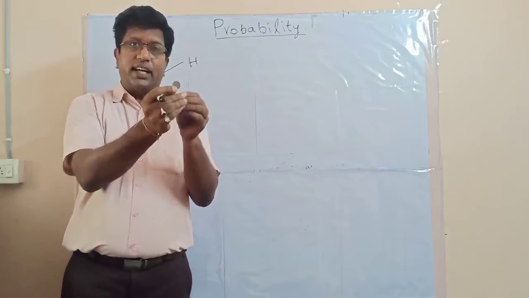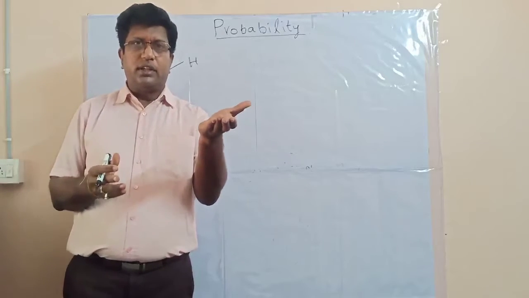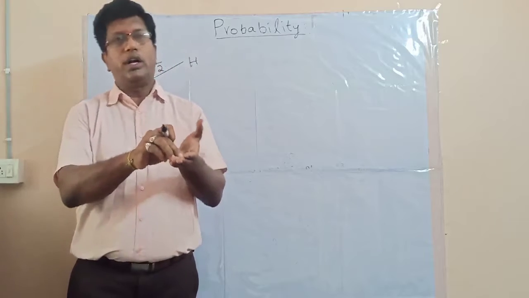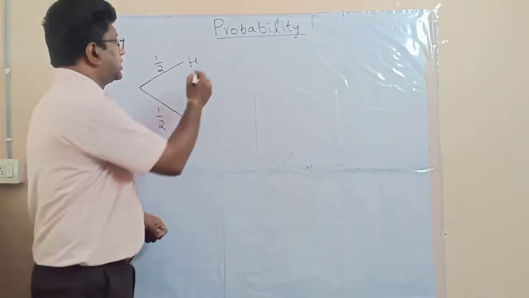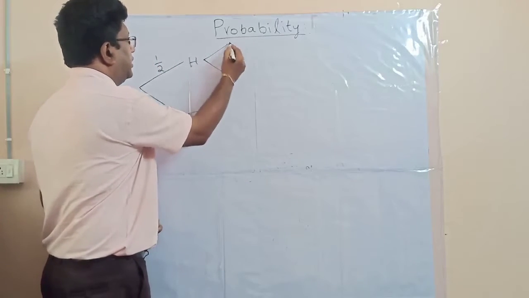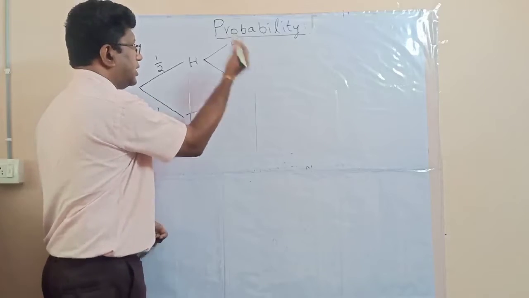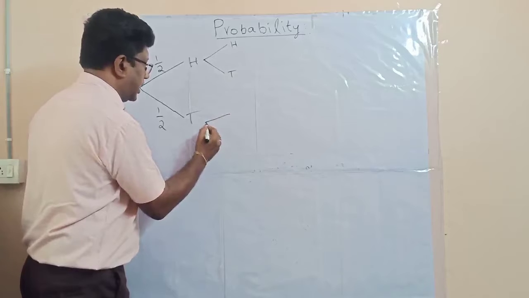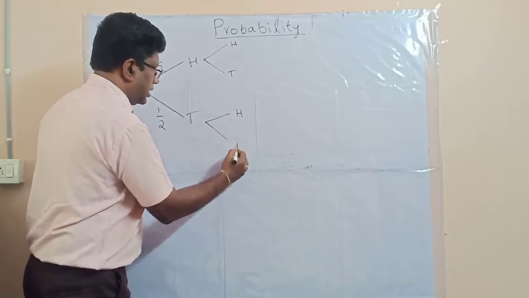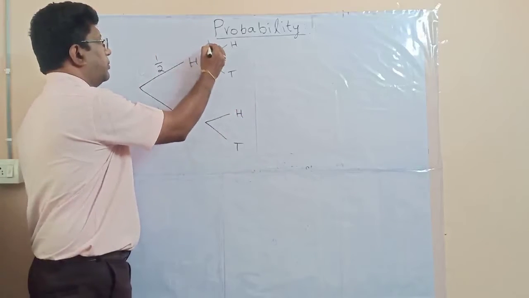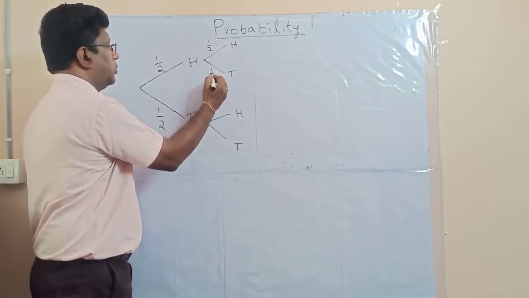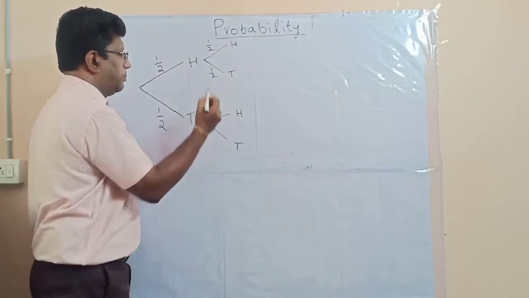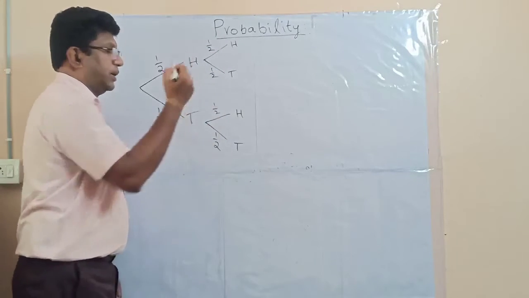Next, with the second coin, when I toss it, it may be head or tail. So what we do here is again head, this is for the second toss, or tail, and for the other one also we get heads or tails. Here also the probability is 1 by 2, 1 by 2, and here also it's 1 by 2 and 1 by 2.